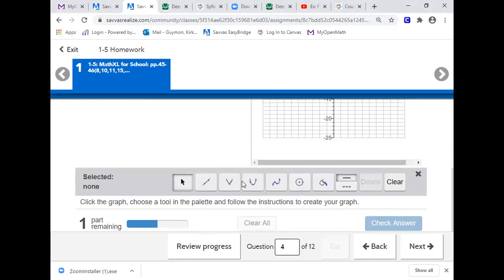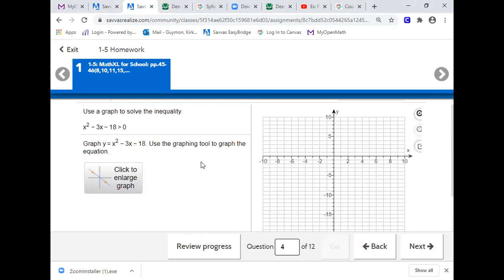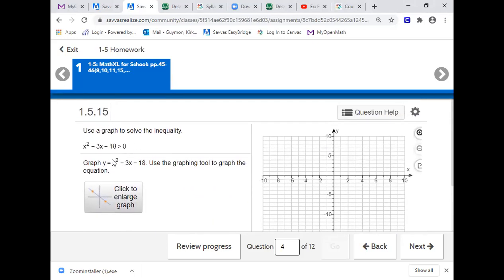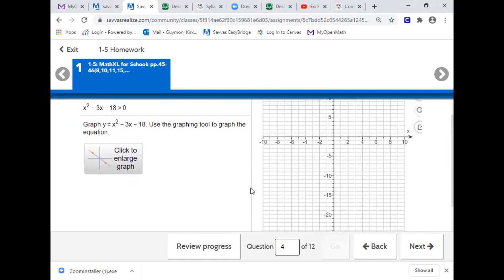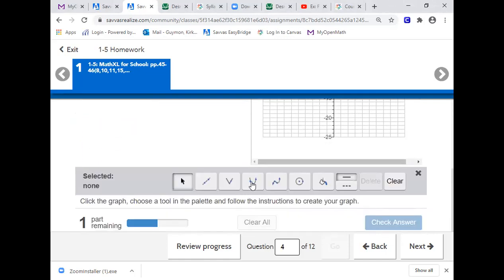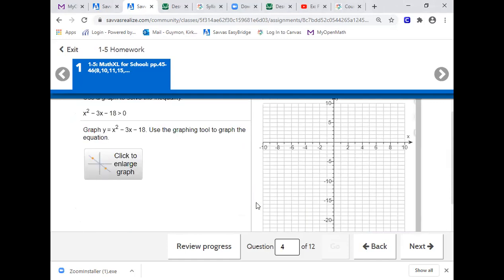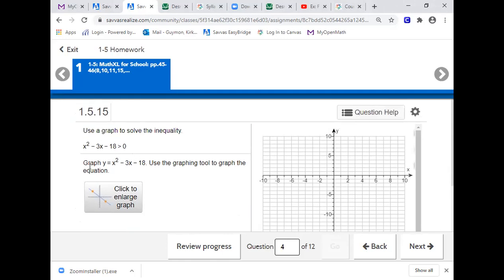If you scroll down, you got to pick the right tool first. What kind of a graph do we have because of our x squared minus 3x minus 18? A parabola. So I got to get this parabola tool. Now I got to come over here and set some points. The first point you usually set on the parabola tool is the vertex. So the question would be how we're going to figure out what the vertex is from this.